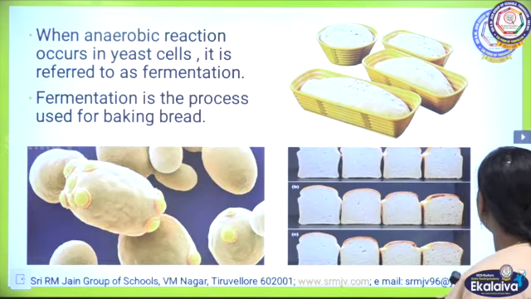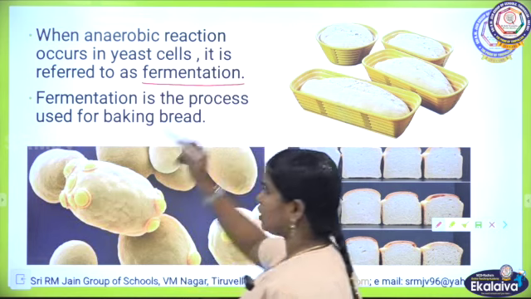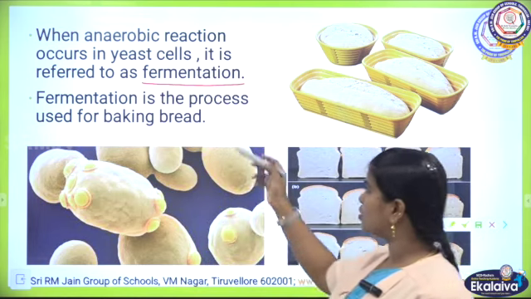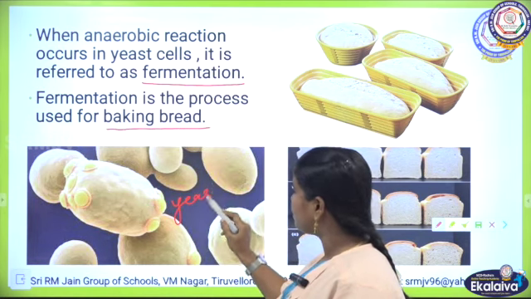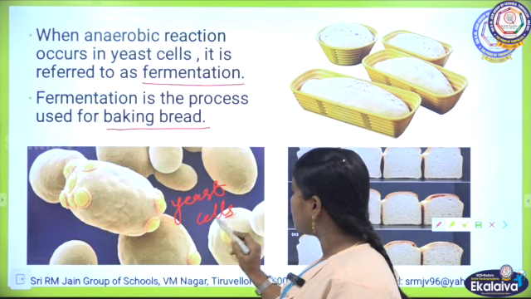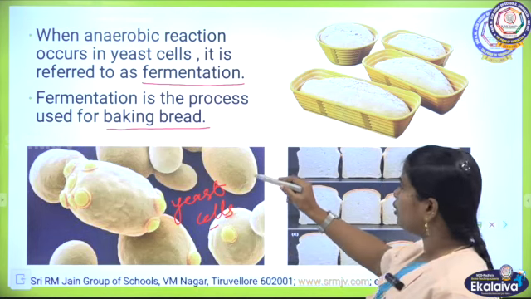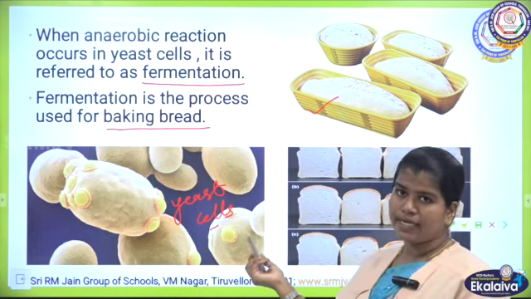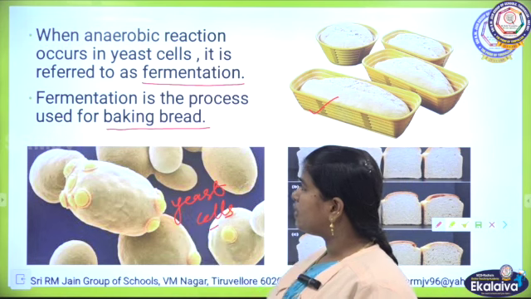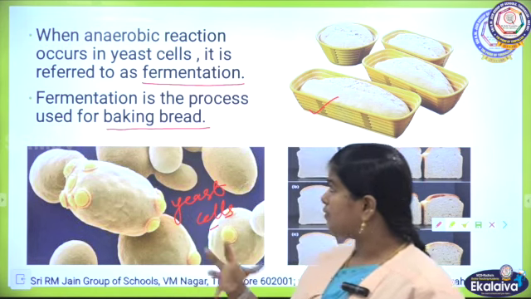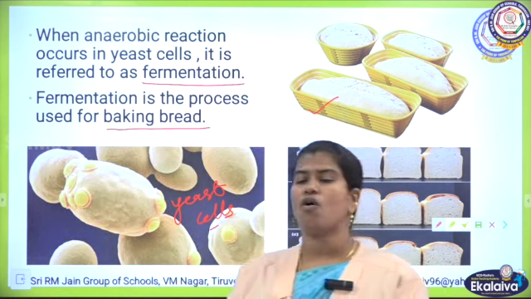When anaerobic respiration takes place in yeast cells, it is referred to as fermentation. Fermentation is the process used for baking bread. These are the yeast cells. You could have read about this yeast cell during budding. These yeast cells are used for fermenting the bread, that is, baking the bread. Fermentation is another anaerobic process, which happens in the absence of oxygen.